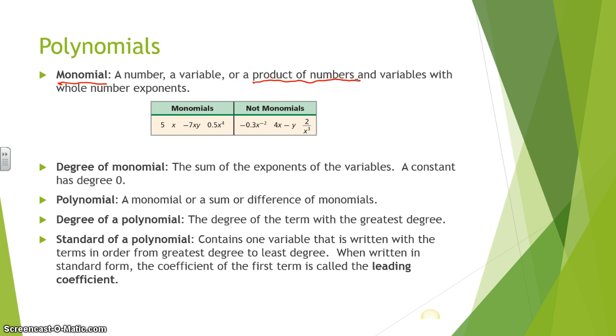The degree of a monomial is the sum of the exponents of a variable, meaning you're going to add the exponents of the variables together. And a constant has a degree of 0. A constant is just a number without a variable. So I can put, a constant is a number without a variable.